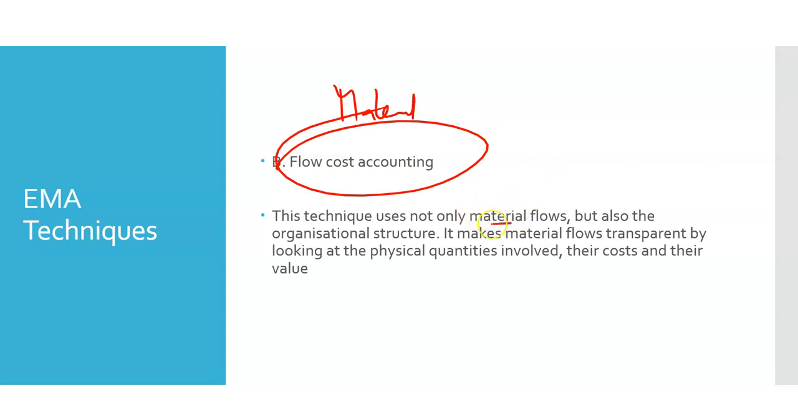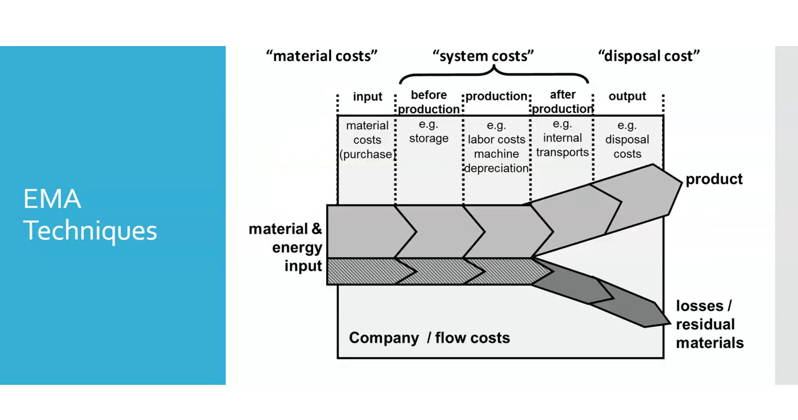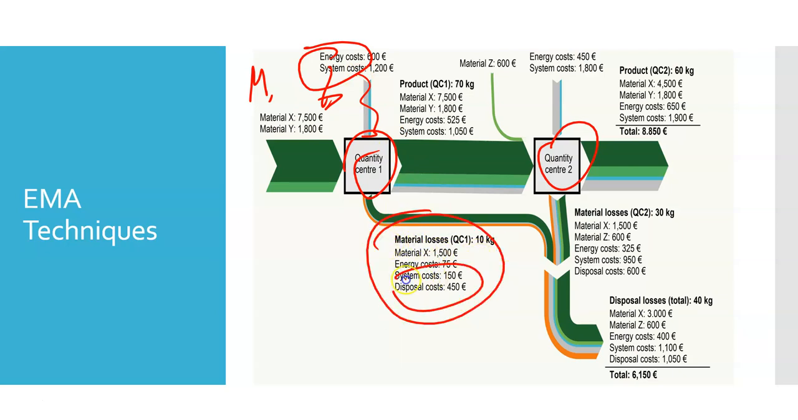It doesn't just use material flows. It looks at the organizational structure, what is going on. I have a chart here to guide us. I'm giving you some examples of system costs: energy, production, storage. These are general production system costs. But ultimately, at every process you have materials, energy and system costs going in. You can see here we had no disposal costs, and then once we got here you had losses, and then you had some disposal costs.